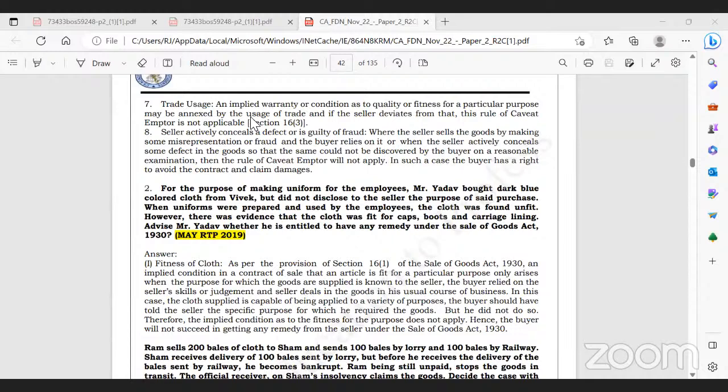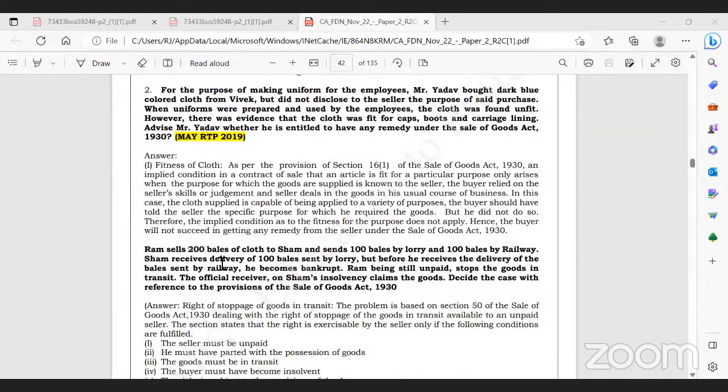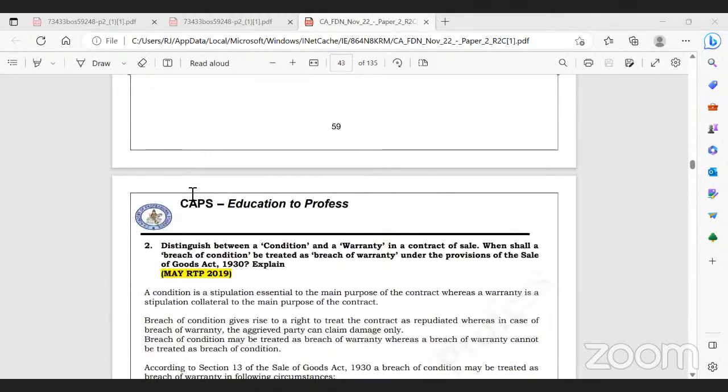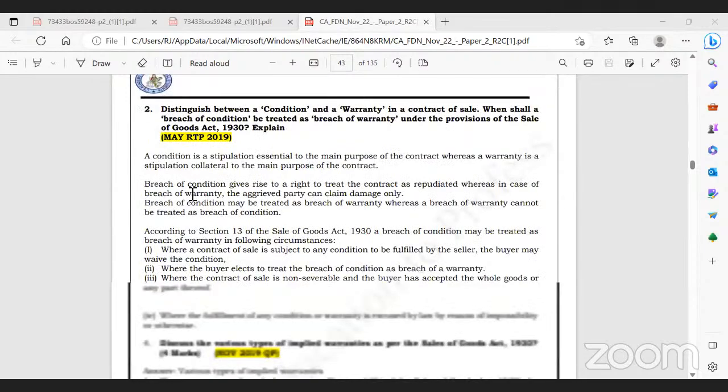Whenever you're buying goods, you must state the purpose for which you're buying the goods. So if he did not state the purpose that it is for making uniforms, he cannot claim compensation. If he had told it, he could have claimed compensation. Because it's good for making caps. How does the supplier of material know whether he's making caps or whether he's making uniforms? Correct? Next one.